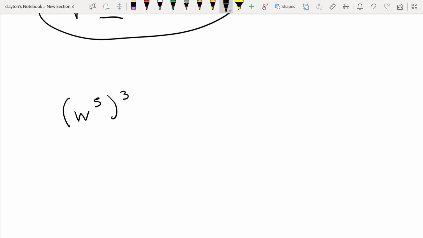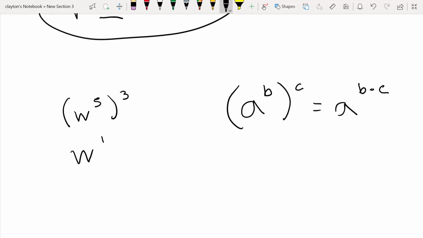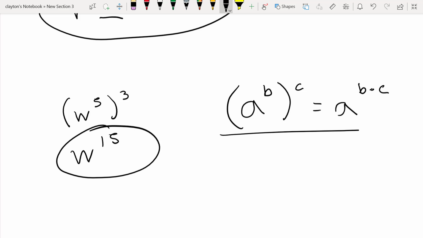And the property, right, let's write down this property on the side, make it abstract. If you have a to the b, all to the c, it's just a to the b times c, right? You're just going to multiply these numbers together, right? So w to the 15th. So this is the rule that we're testing on.